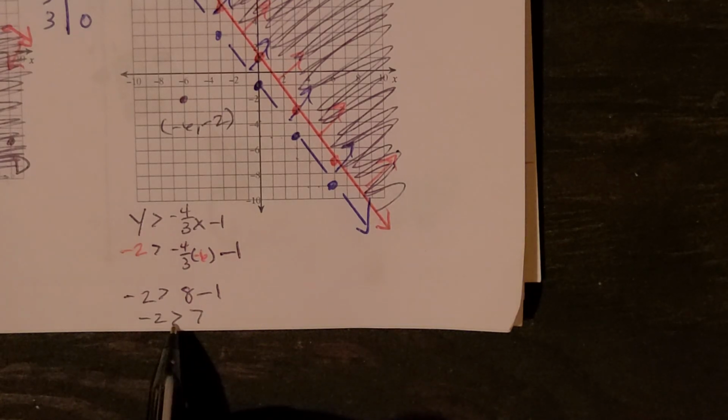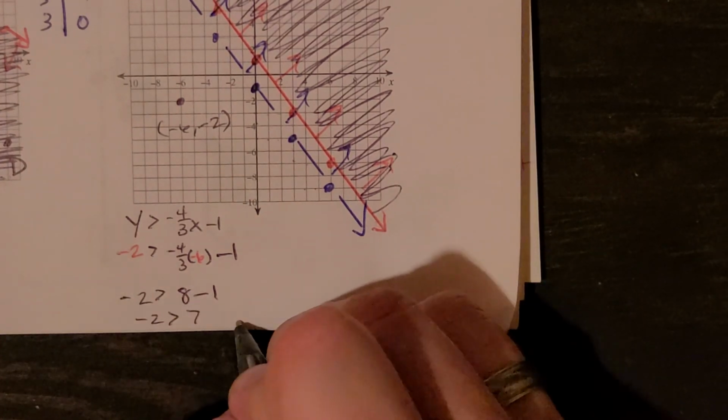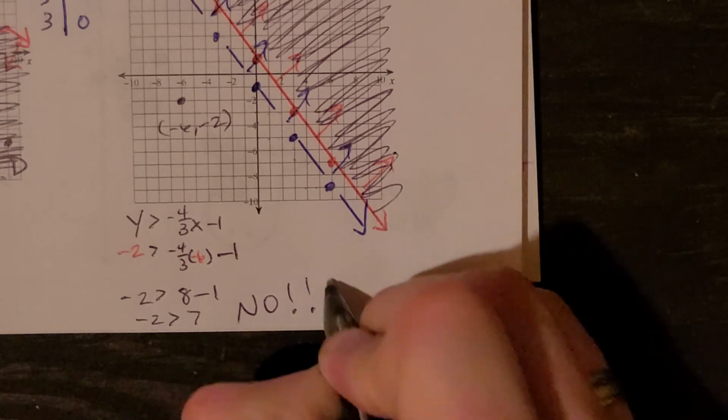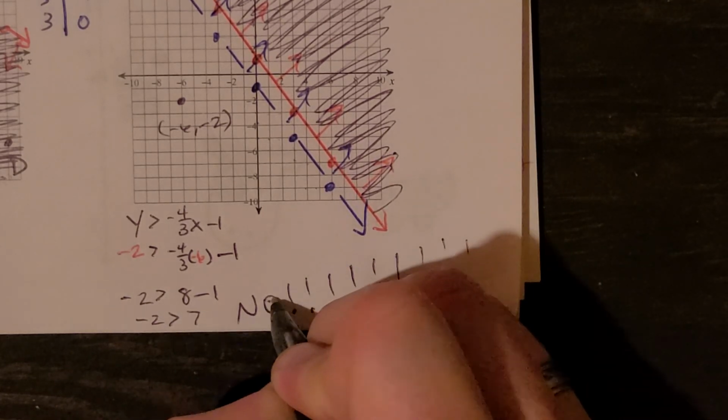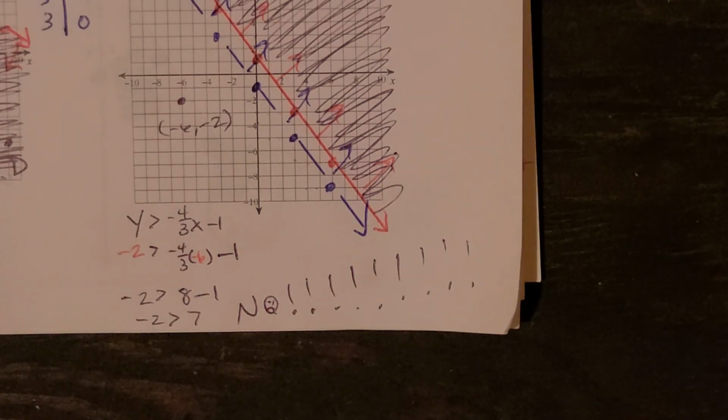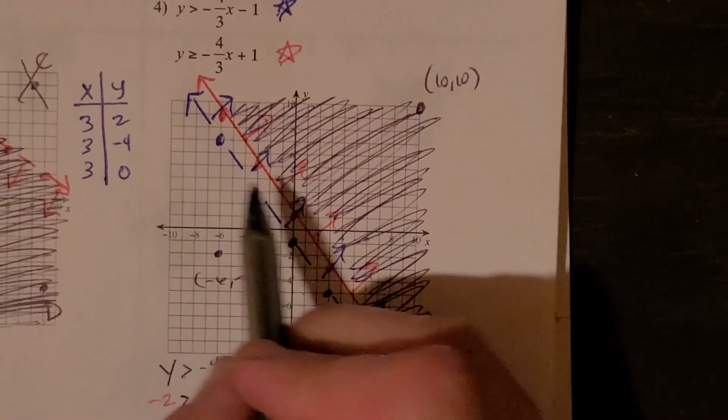Is that a true statement? Is -2 greater than 7? No. That's because it's not in the shaded region.